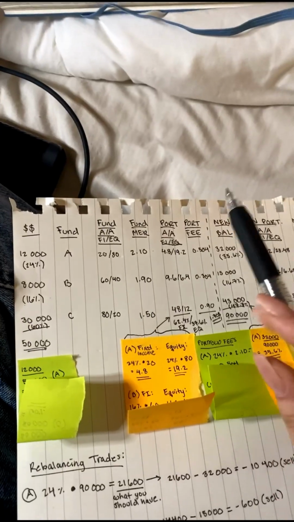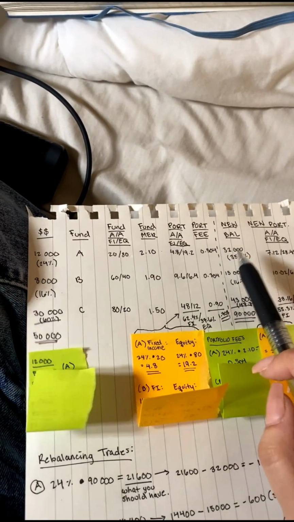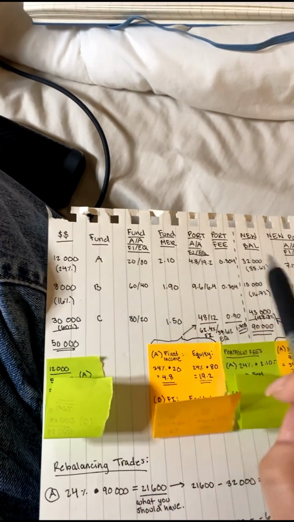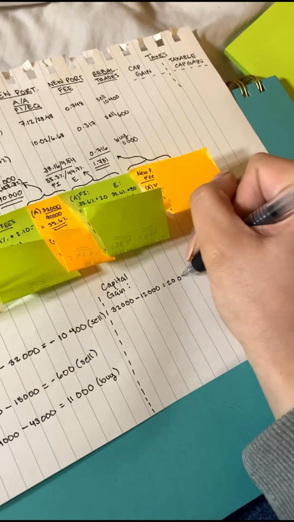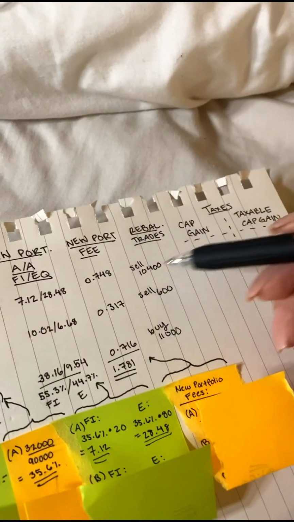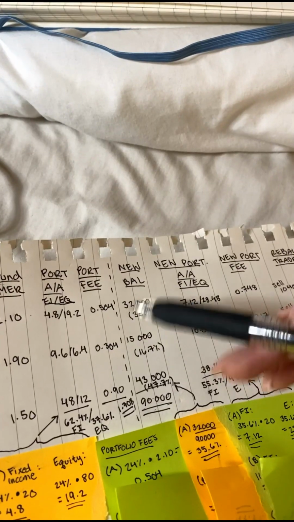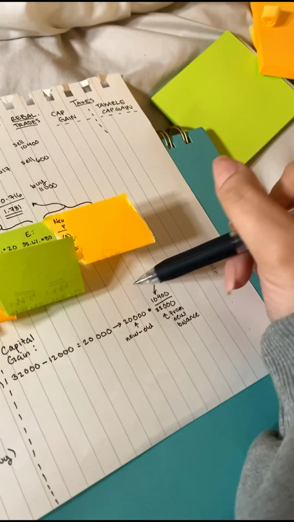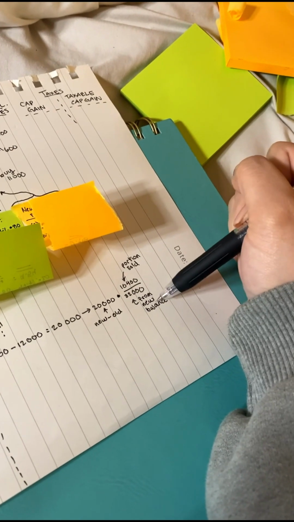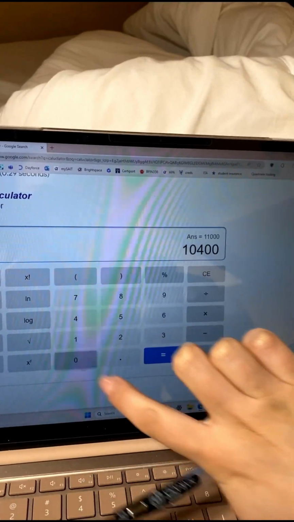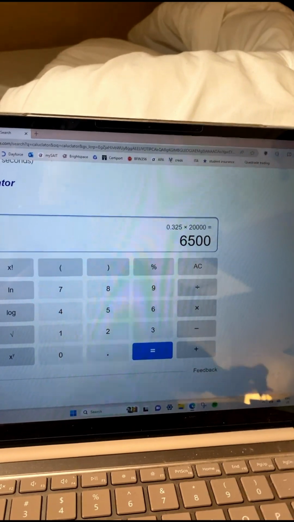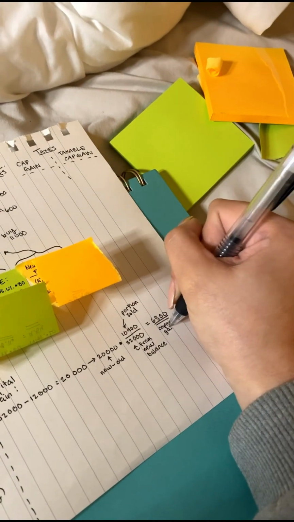Now we'll do the capital gain. This column. So for the capital gain, the new balance was 32,000. The original balance was 12,000 for Fund A. So you just minus those two to see the difference. And that'll give you $20,000. Then you take your $20,000 and times it by the amount you sold for Fund A divided by the new balance. So again, new minus old, 20,000. Portion sold was 10,400. And then the amount from the new balance, 32,000. $6,500. Capital gain.